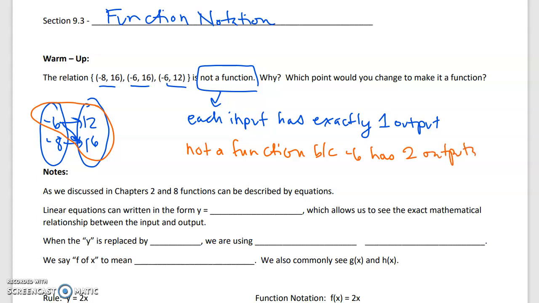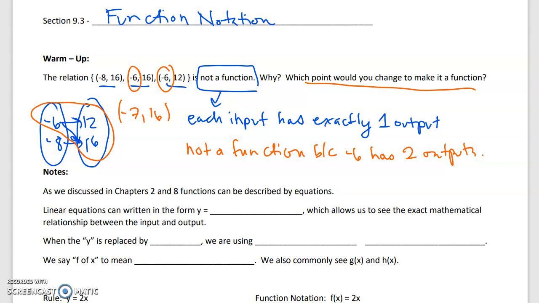And so which point can we change? Well, we can change one of those. As long as we change the input value, we're going to be fine. So I would want to change the -6 in one of these 2 points. It doesn't really matter. So like if I made this -7, 16, then this would turn into a function. It's actually okay that we have a repeated output. We just can't have a repeated input.